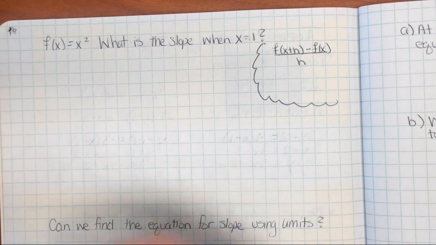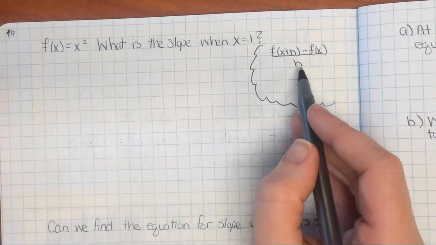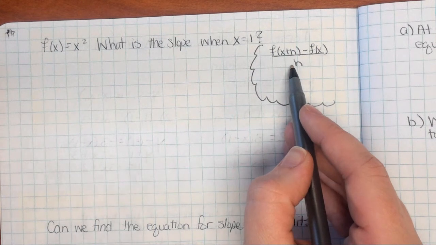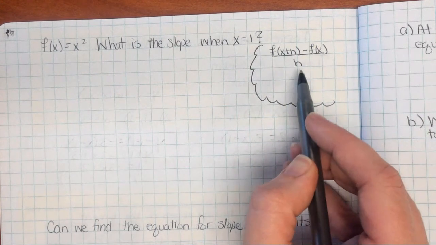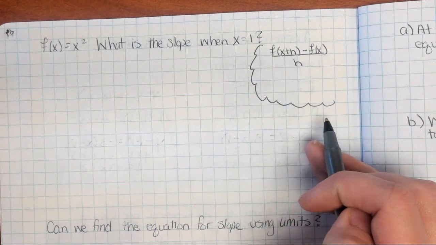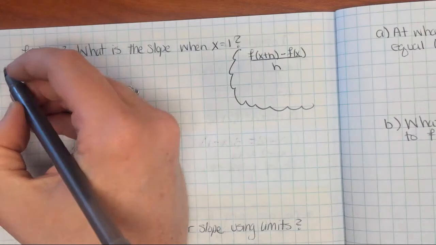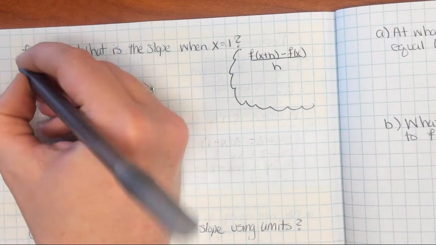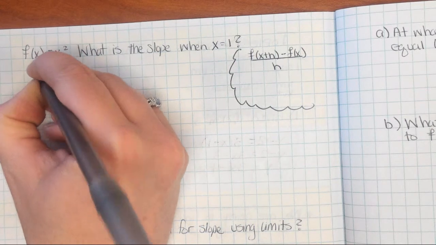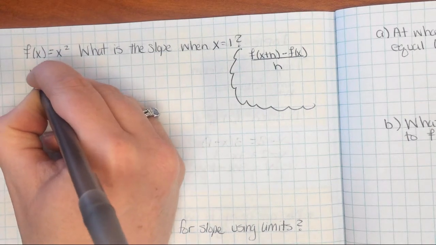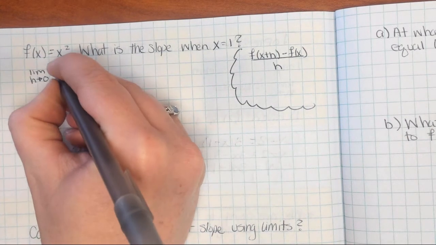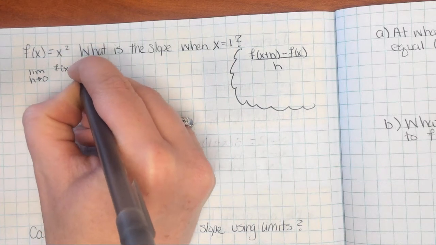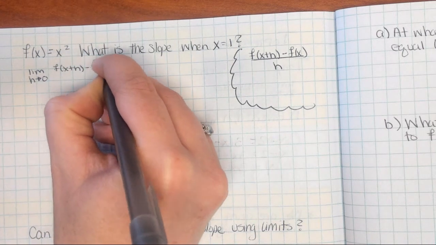Well, it will. I keep telling you, you can't divide by 0, but we are going to make this h so small that it does become 0. So this is what it's going to look like. It's going to look like the limit as h approaches 0 of f of x plus h minus f of x all over h.